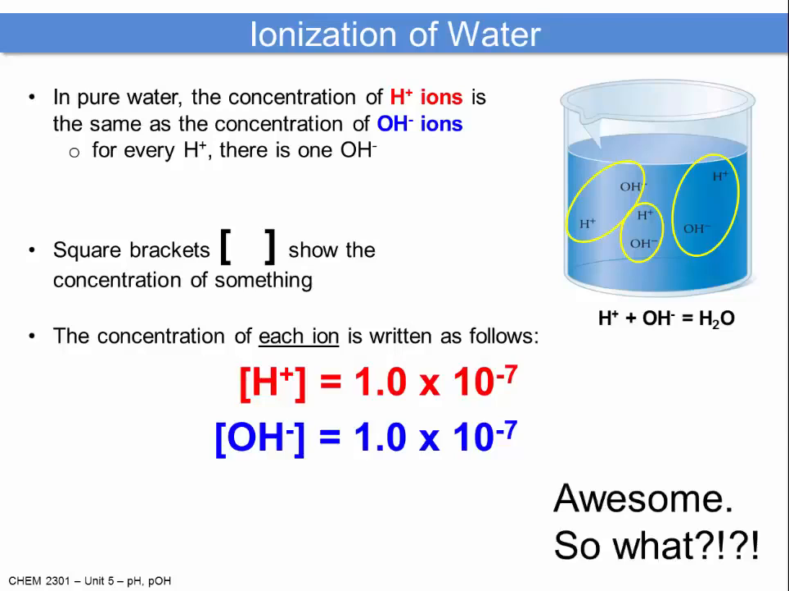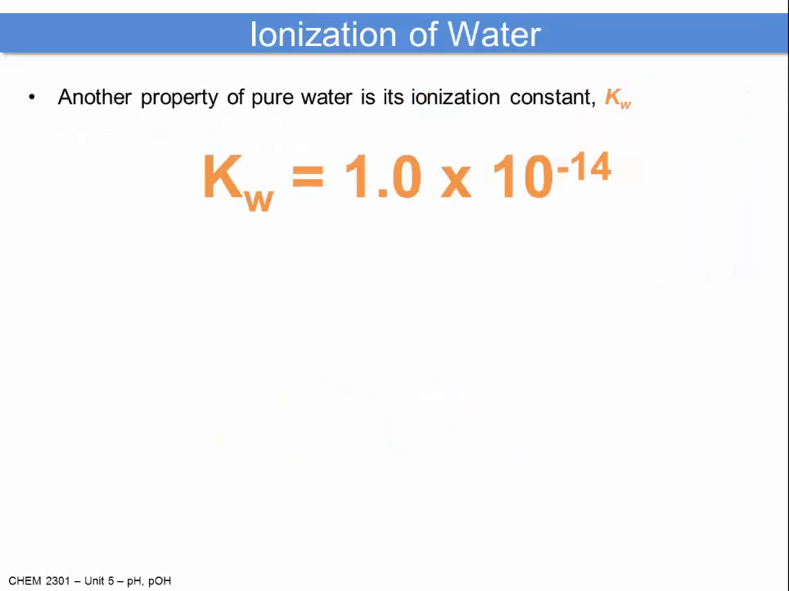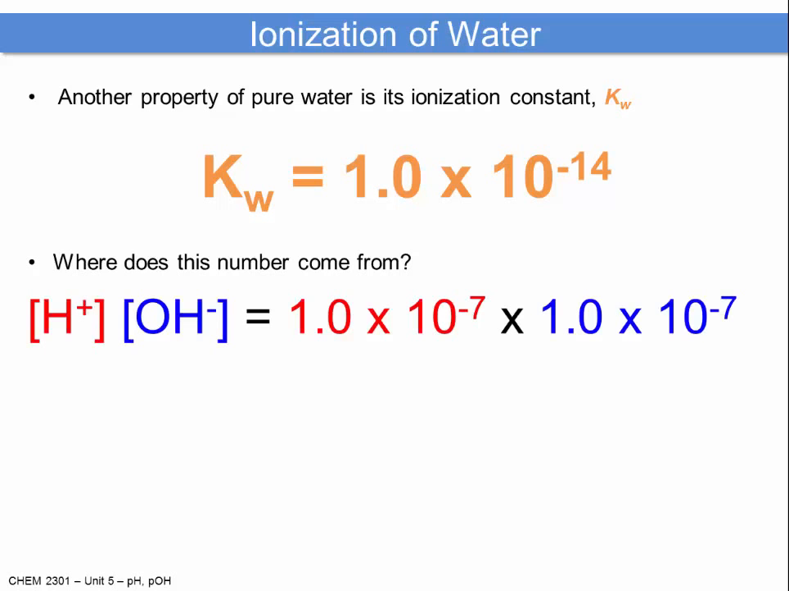Great. So what? What does this all mean? Another property of pure water is called the ionization constant, Kw. Kw has a value of 1.0 times 10 to the negative 14. Where does this number come from? It comes from multiplying the concentration of the hydrogen ions times the concentration of the hydroxide ions in pure water. The values we looked at in the last slide, 1.0 times 10 to the negative 7 times 1.0 times 10 to the negative 7 equals 1.0 times 10 to the negative 14.